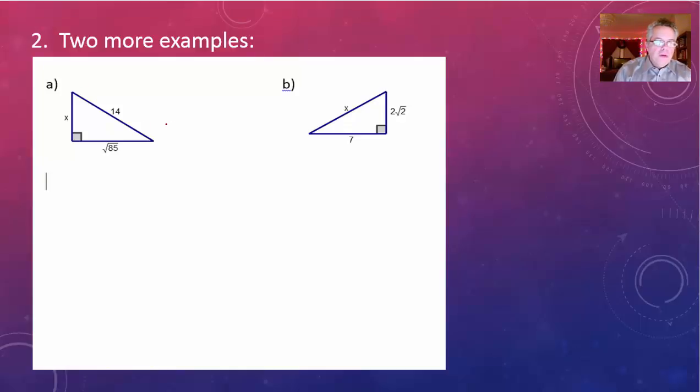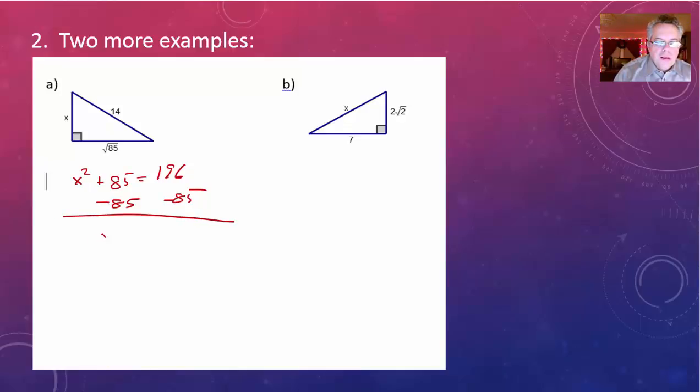Okay, on this first one, I'm going to go ahead and just write down the relationship. x is a leg, so we have x squared plus square root of 85 squared, which is 85, equals 14 squared. Need a calculator for that one. 14 squared is 196. Okay, so we're going to subtract 85. And we get x squared equals 196 minus 85, which is 111. All right, so I get x equals square root of 111.